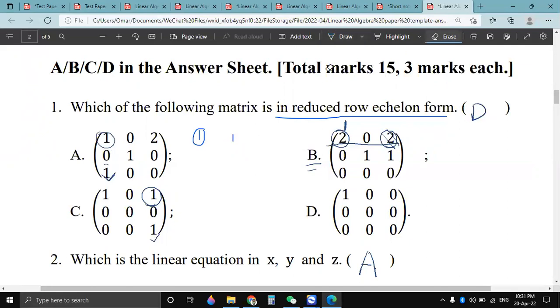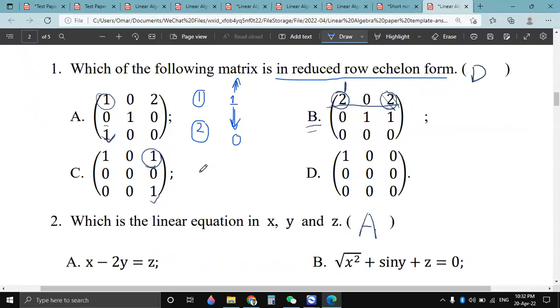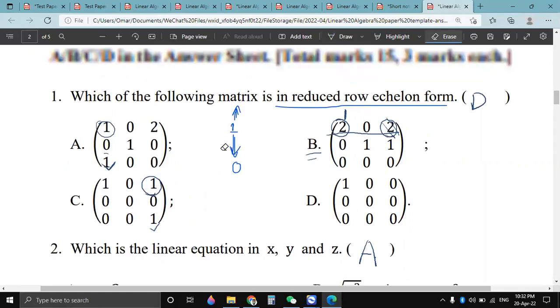And the second condition is that all the entries below this pivot point and above this pivot point need to be 0. Okay, the first condition, all the pivot points will be 1, and all the entries below and above the pivot point will be 0. And the third condition is, if we have a row containing all 0 entries, it will stay at the last. Okay, so now let's see the first question here.